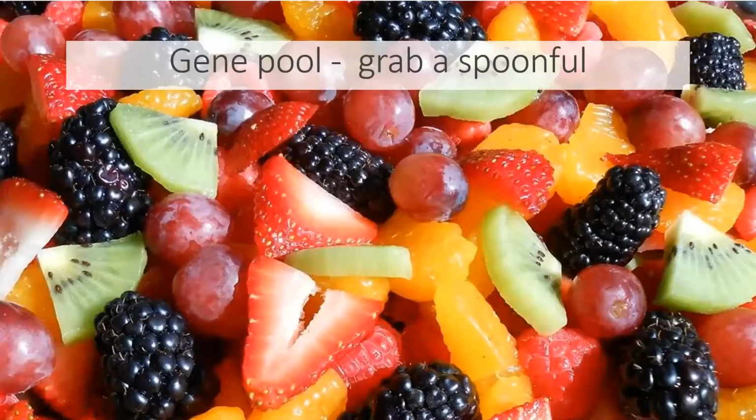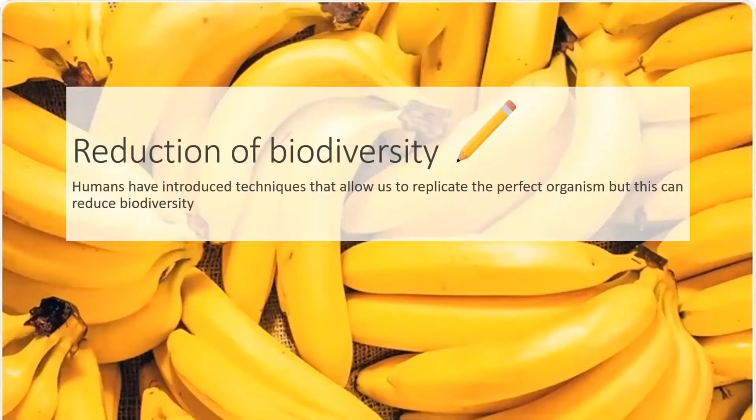Here is a diverse gene pool. Lots of different types of fruit. You could take 5 spoonfuls of this and get 5 different combinations of genes, 5 different combinations of fruit. But in this gene pool, it's all the same banana. And so if you take a banana, you are going to get the same genes. Doesn't matter what banana you take. So in comparison, this one is not very biodiverse. So humans have found interesting ways, and there are advantages and disadvantages to that.